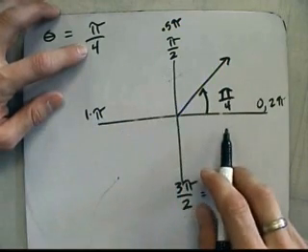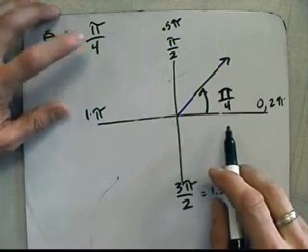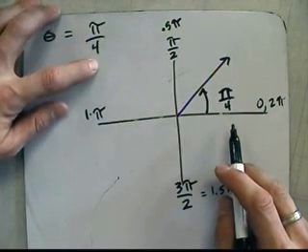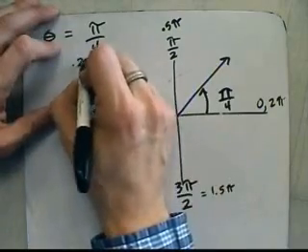I want to go 1/4 of the way. Now, some people don't like that. Some people like taking 1/4 of a pi and changing that. What's 1/4 in decimal terms? 0.25. This is the same as 0.25 pi.